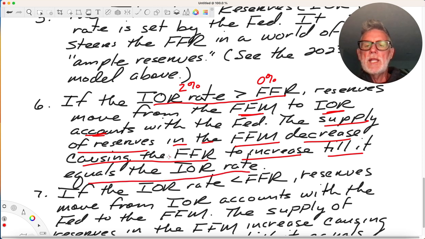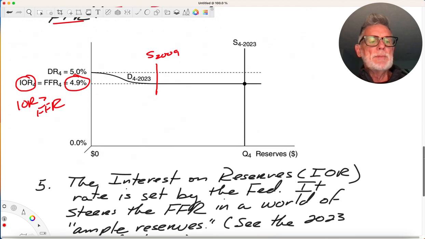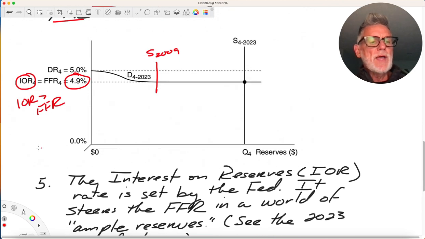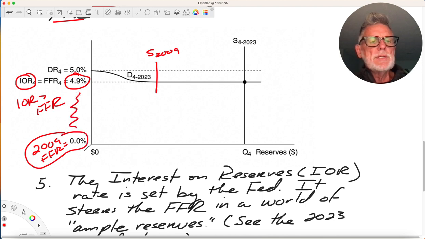Okay, so what ends up happening is the FFR, the federal funds rate, will equilibrate with the IOR rate wherever it is. And of course, this works in reverse. Now, this is not really what happened between 2009, where the FFR was equal to 0%. You know, we're talking about how did it get from there all the way up to here. Okay, and I just described that.